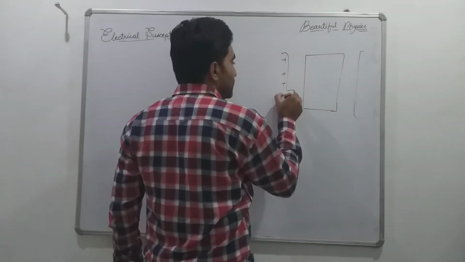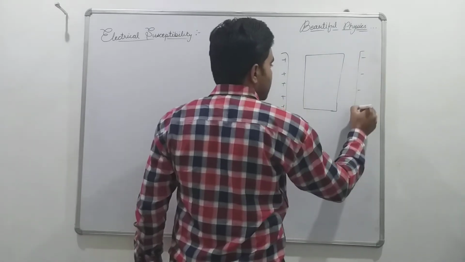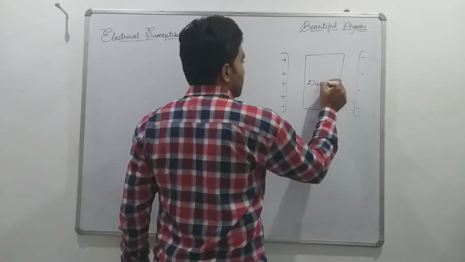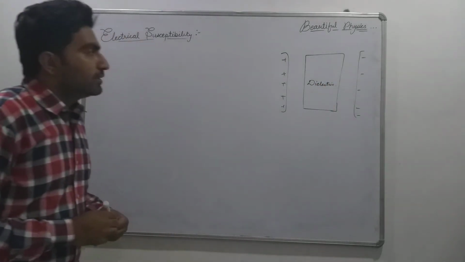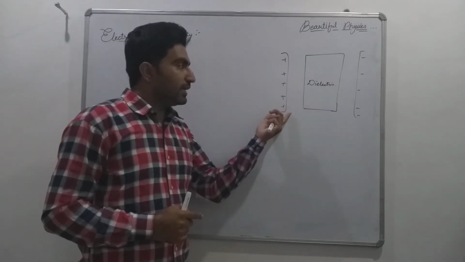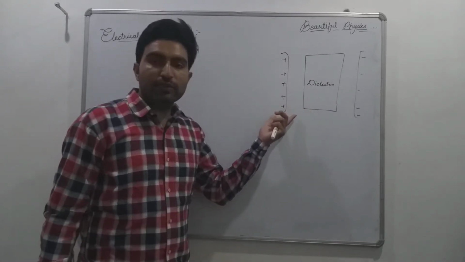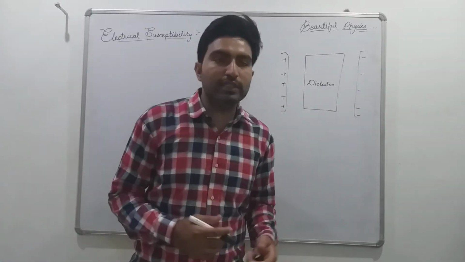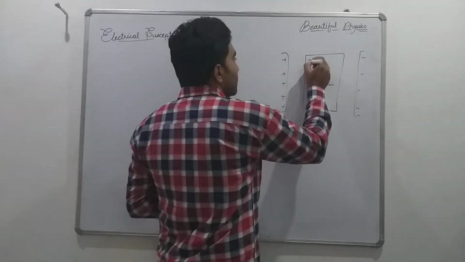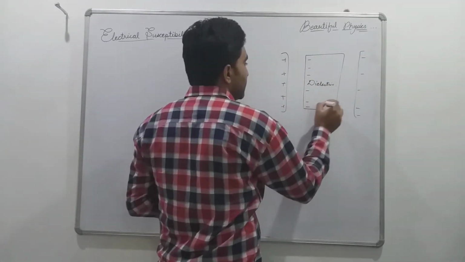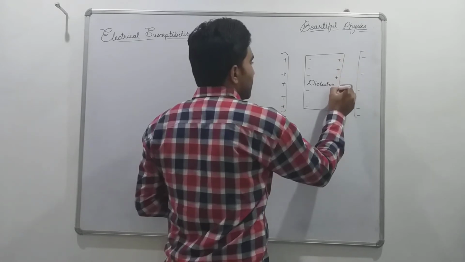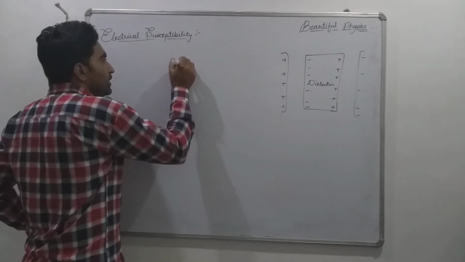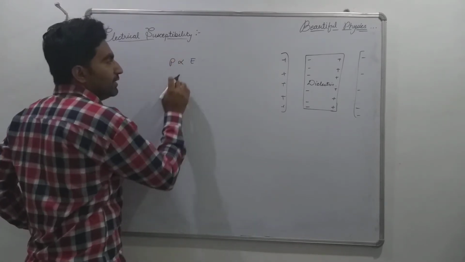Suppose this is our positively charged plate and this one is our negatively charged plate, and this is our dielectric. When this dielectric is placed in the external electric field, if the external electric field is not too large, then the polarization produced in the dielectric is directly proportional to the electric field. So we can write that the polarization produced is directly proportional to the electric field.